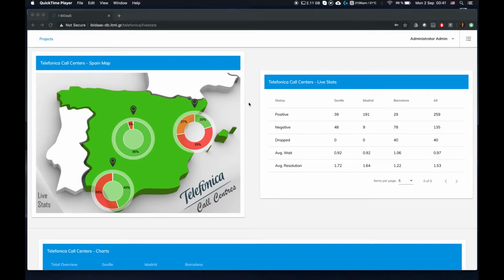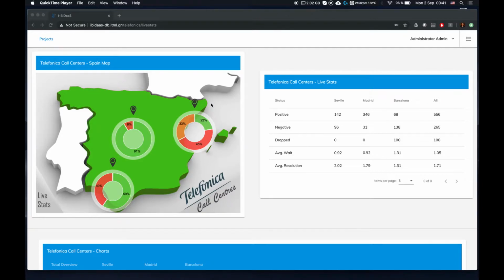The top left display is a visualization of the map of Spain, and what we see here is the location of the three different call centers. The one located in Barcelona, the second one located in Madrid, and the third one located in Sevilla. This visualization has been designed to provide the geolocation of the call centers and at the same time provide a summary of information about the progress of the phone calls that take place there.